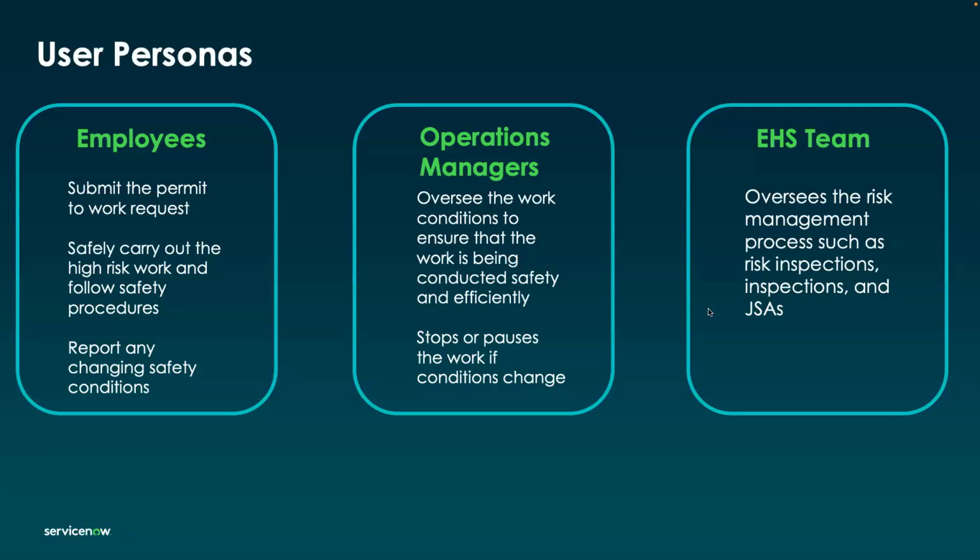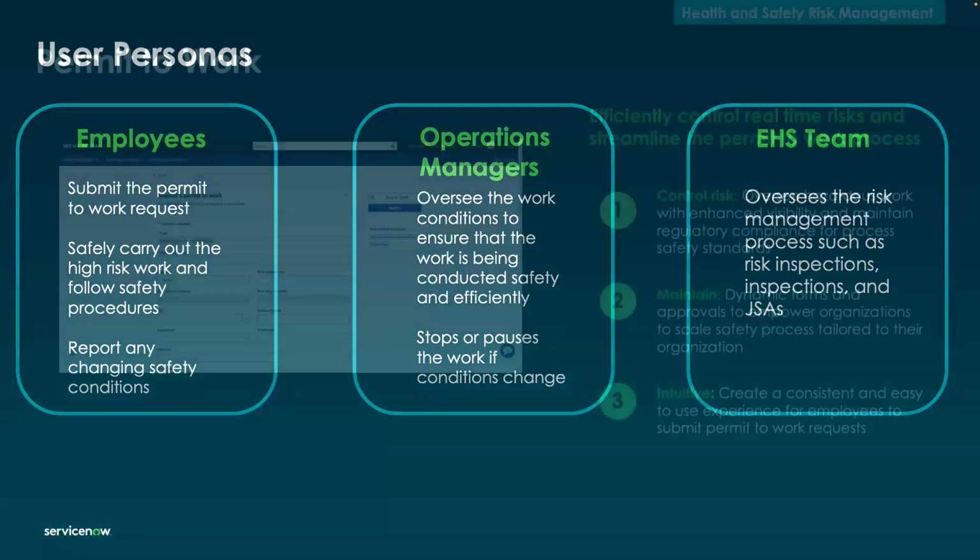And then we have our EHS team here. They're going to oversee the entire risk management process. So with permit to work, there's a lot of safety process that needs to be followed. So things like risk assessments, inspections, and JSAs, and they're going to be monitoring those and essentially implementing those processes to reduce the amount of hazard or risk as they're doing this permit to work flow.